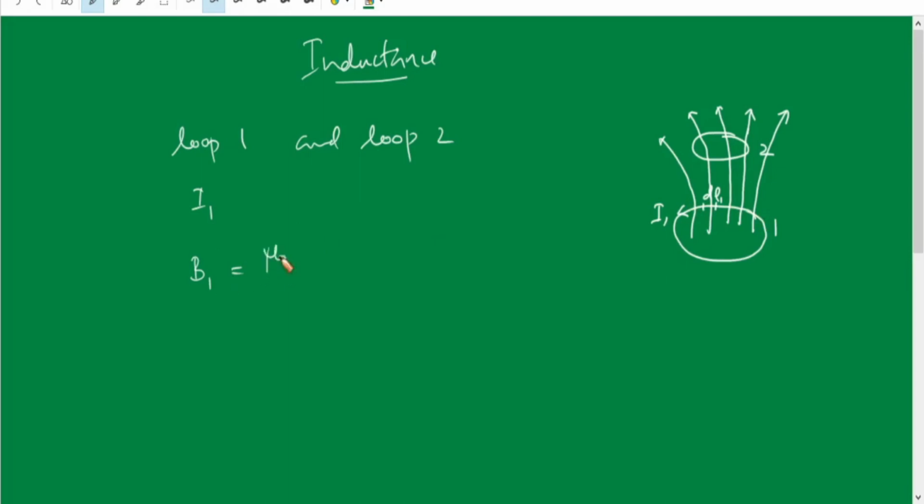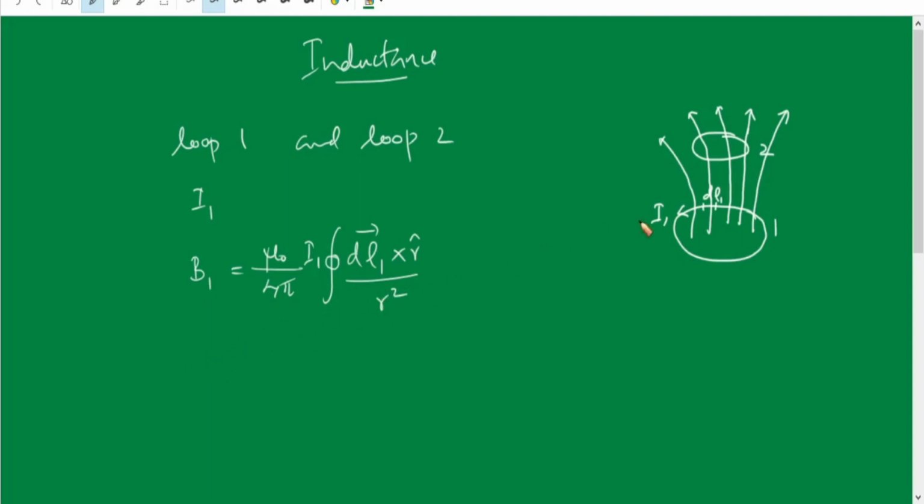mu 0 divided by 4 pi, I1, integral dl1 cross unit vector r divided by r square. Here this is due to the entire loop, so the closed integral of dl1 cross r. So this is the magnetic field at any distance r.